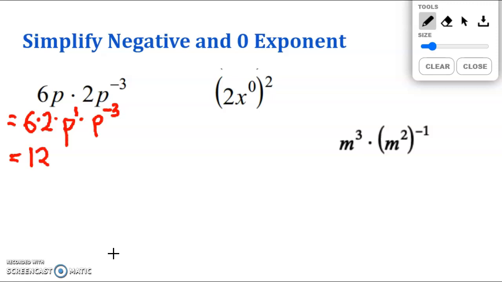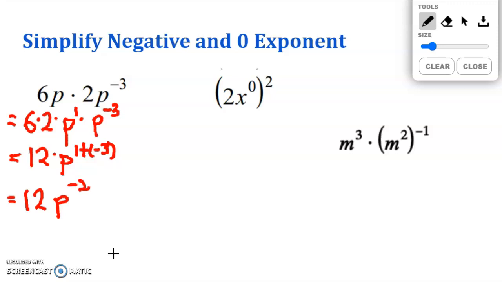Now using our power rule, when the bases are the same and we're multiplying, you just need to add the 2 exponents, right? So it's multiplying by p to the power of 1 plus negative 3. So we add 1 plus negative 3 as the exponent. Then that just becomes 12 times p to the power of, what's 1 plus negative 3? That's the same as 1 minus 3.